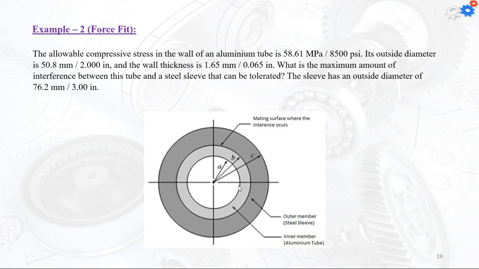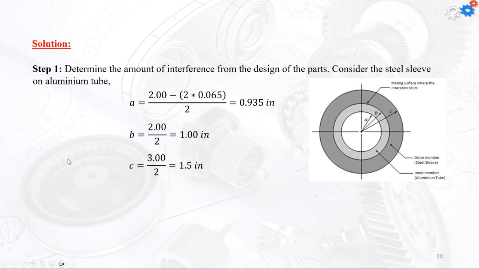Now let's see how we're going to start the calculation. Step number 1 is finding the parameters that are given to us, so we can calculate the A, the B, and the C. You can see here the diameter of the inner part, which is 2, minus 2 multiplied by 0.065, which is the thickness of the wall times 2, then divided by 2 to get the radius. So once we get the radius, we can start to do our calculation.